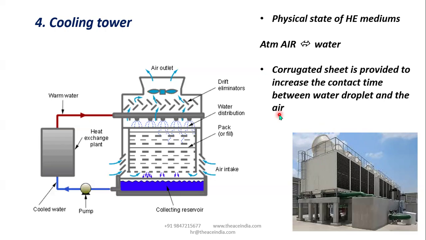Again, I told you this pack is also called a corrugated sheet. That means it increases the contact time between water droplet and air. So this is the end of our component study. We studied compressors, heat exchangers, throttling devices, isn't it? Next, we will be hopping over to the refrigerant study.